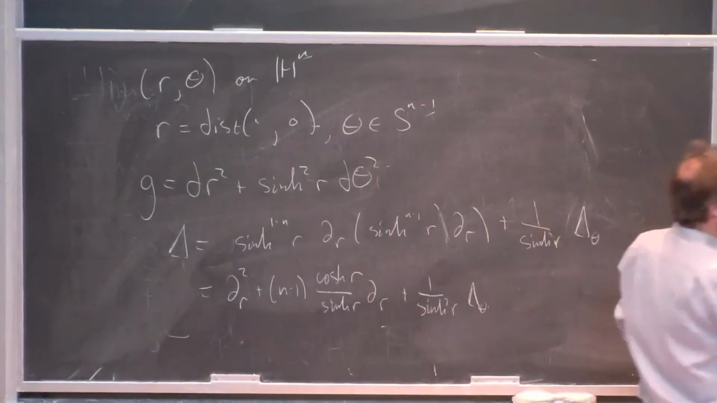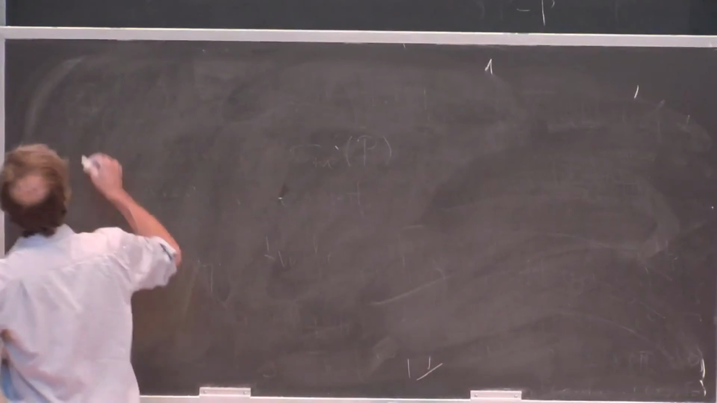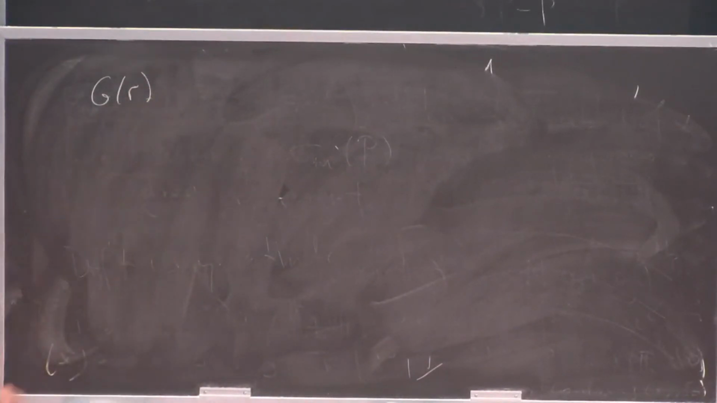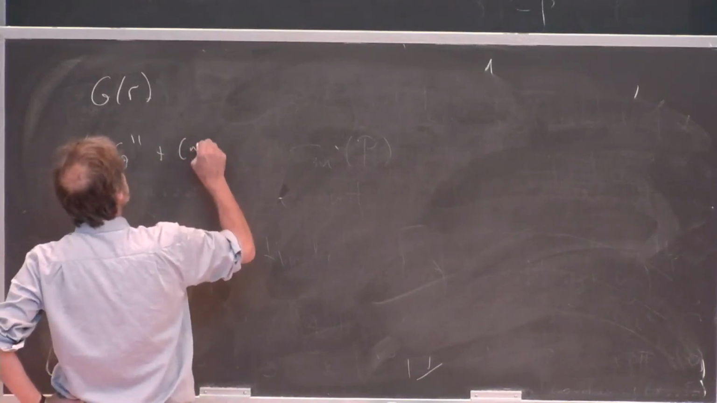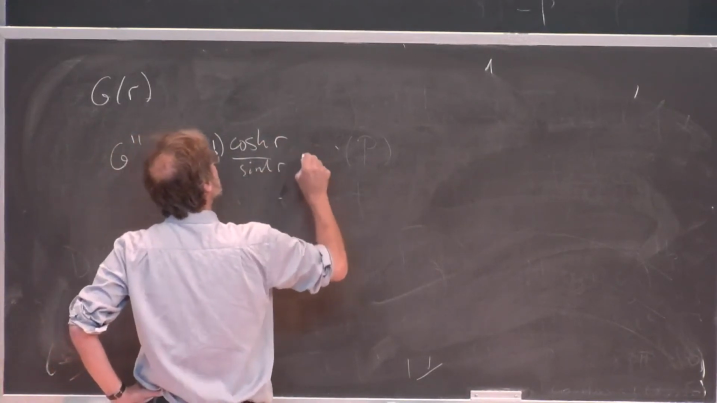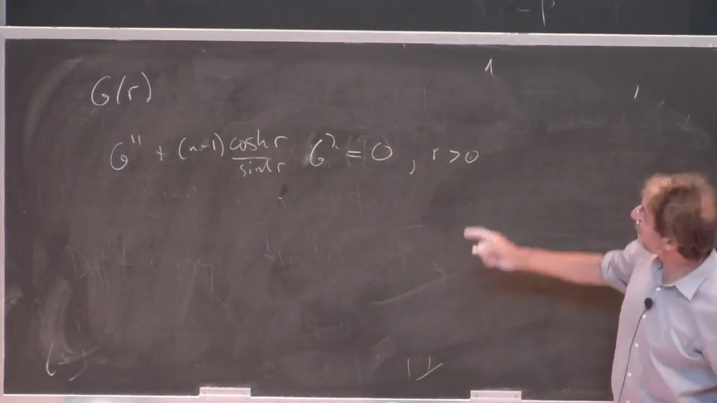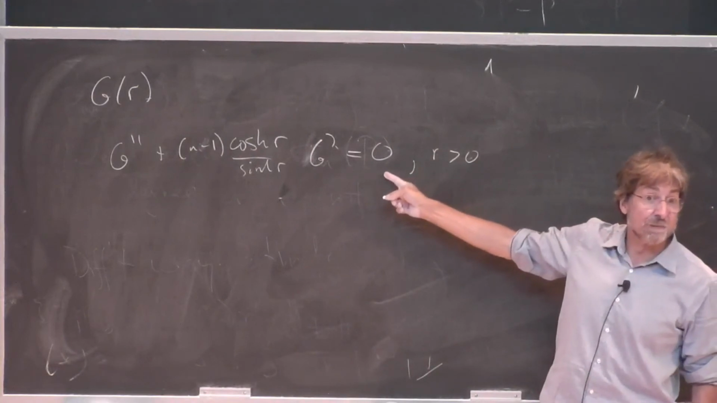So what I want to find out is, let me see, I don't want to erase this one yet. I'm going to think of g as a function of r. So g has to satisfy this. This part's gone because it's an ODE. So really, g should satisfy g double prime plus (n minus 1) cosh r over sinh r times g prime is equal to 0 when r is positive. Really, what I want is that there's supposed to be a delta function at r equals 0 here, of course.